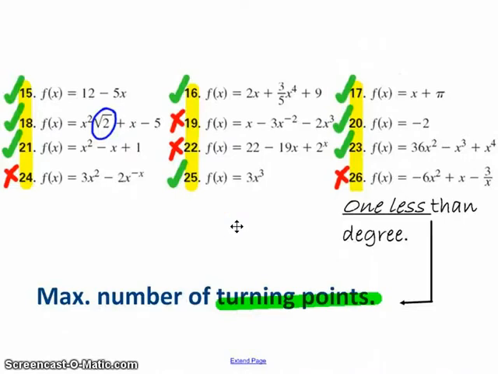Okay, I'm going to assume that you did that. We said already that the degree for 18 is 2, so the maximum number of bends or turning points would be 1. For 23, we said that the degree was 4, the maximum number of bends would be 3. For 25, same thing, the degree is 3, so the maximum number of bends is 2.